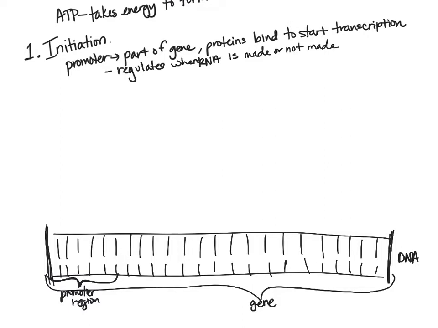So the promoter region is going to be turned on or turned off, depending on whether we need it, which would be turned on, or whether we don't, which would be turned off. And then we have our proteins that will bind to that. When it's turned on, our proteins can bind, and then we can make RNA, which we'll take a look at in a moment.